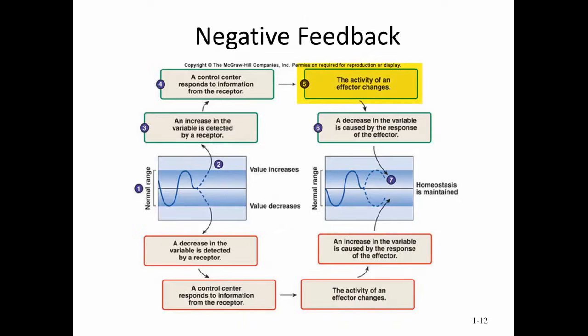And then the activity of the effector changes, so basically it's going to send a signal to the effector, and the effector in our thermostat example is going to be the heater, and so that affects a change. In other words, it starts blowing out heat into the vents. And then a decrease in the variable is caused by the response of the effector.